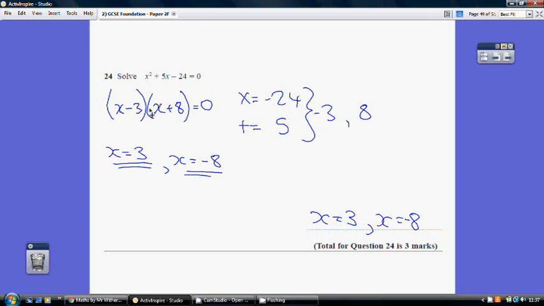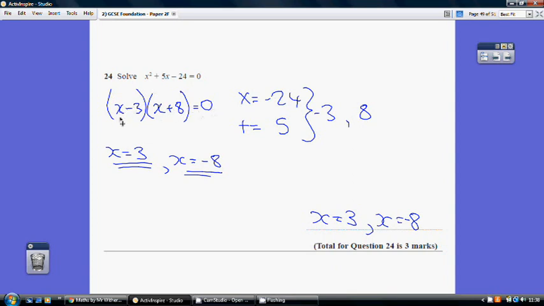Now these two numbers, when multiplied together, give us minus 24, the term on the end. But when you add them together, they give you plus 5, the coefficient of x, the number in front of the x. So which two numbers satisfy this? Well, this is minus 3 and 8, because minus 3 times 8 is minus 24, but minus 3 add 8 is plus 5. So our magic numbers when we factorised are x minus 3 and x plus 8 equalling 0.